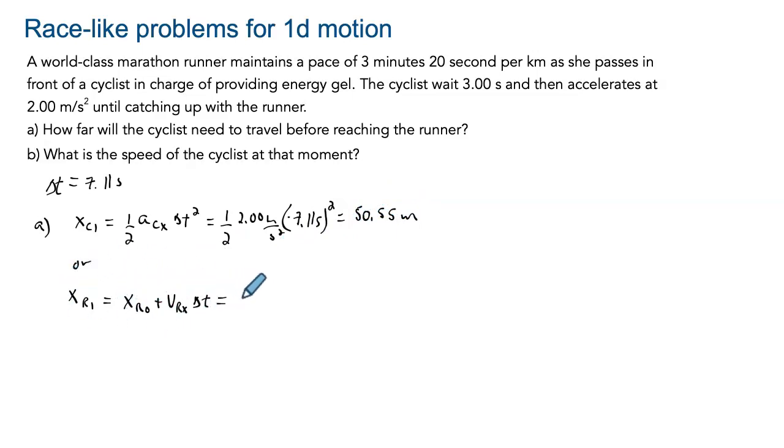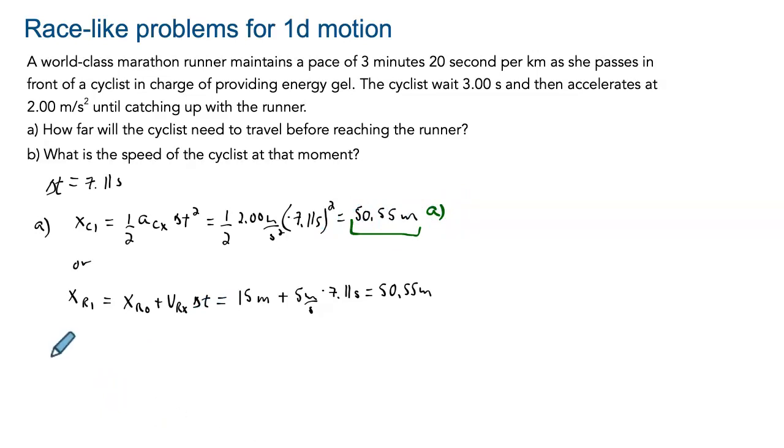Not surprisingly, you could also have used the equation for the runner to find that information. Remember, the initial position of the runner at the moment the cyclist started was 15 meters. And then we have the velocity of the runner, which was 5 meters per second. Time is still 7.11 seconds. And we would get, once again, the same value, so 50.55 meters. So that's the distance that is traveled by the cyclist to catch up with the runner.